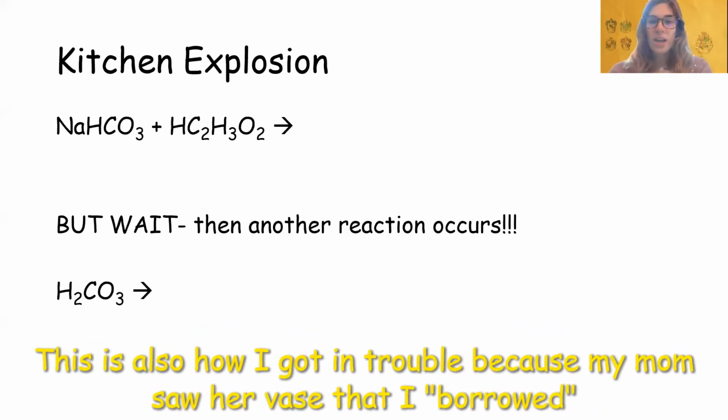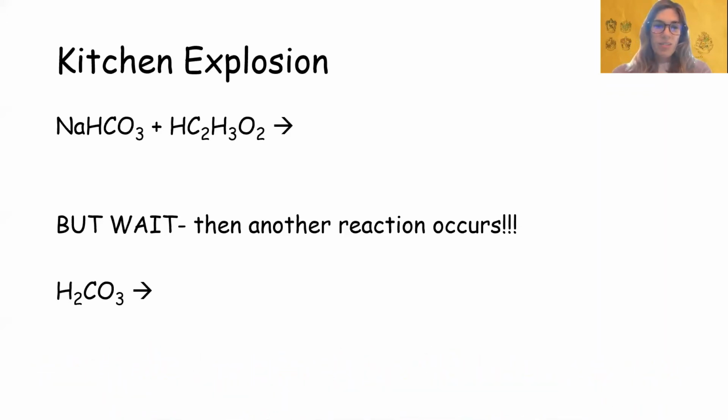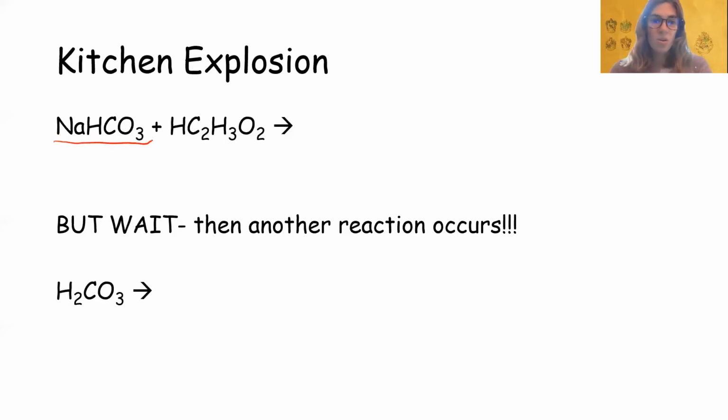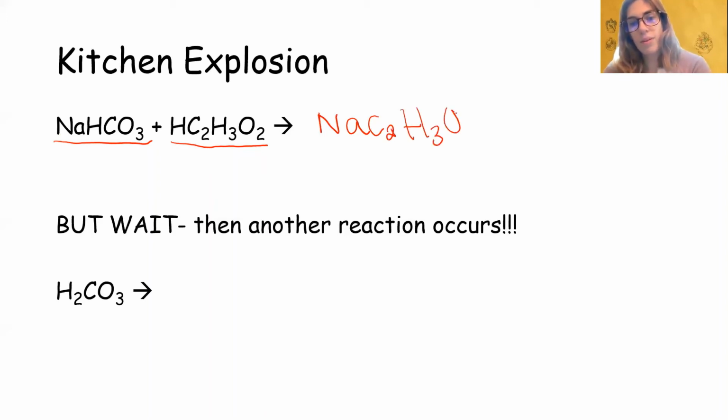So what I'm going to do is, this is a little bit more complicated. So I'm going to balance and predict this product for you. This is a double replacement reaction because we are dealing with two compounds here. So when I predict my products, I'm actually going to get sodium acetate. And I'm going to get carbonic acid, H2CO3.